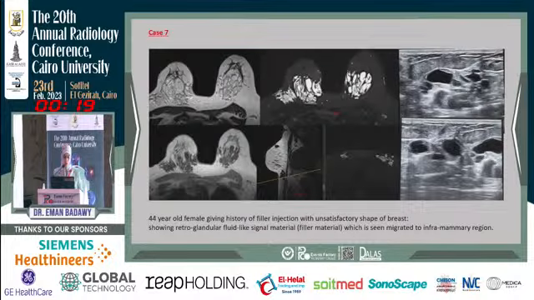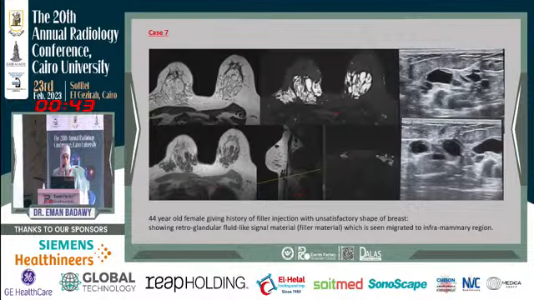Here is the last case, case number 7, a patient giving a history of filler material injection in the breast and coming with unsatisfactory breast shape. Here we can see the filler material in the retroglandular zone appears as multiple cysts or cystic collections which appear high in the T2 STIR and low in T1 images.